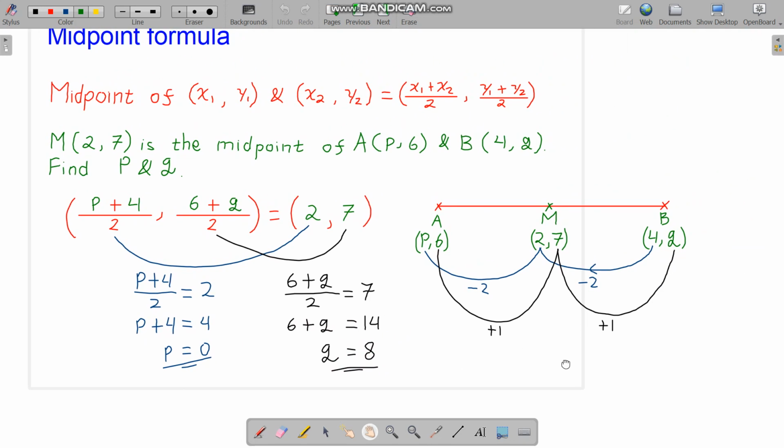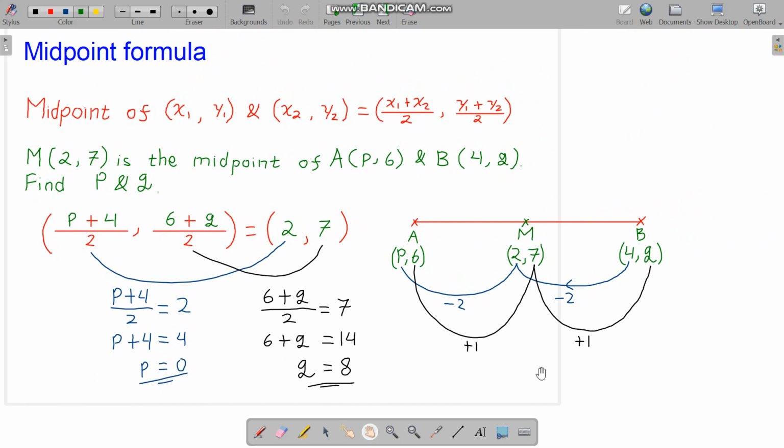We can also do this using logic, so we don't really need the formula. So we have point A (P, 6), point B (4, Q), and the midpoint (2, 7). Just look at the pattern. If we are looking for P, just look at the pattern from 4 to 2. From 4 to 2, we have to subtract 2. The distance must be 2. So from 2 to P, we also subtract 2. 2 minus 2 is 0. That's why P is 0.